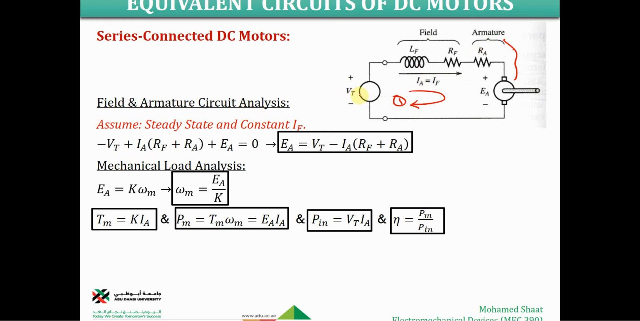We're going to have the negative VT, right? Because this is an input, plus there should be a voltage here. There should be one voltage term. Let me use another color.